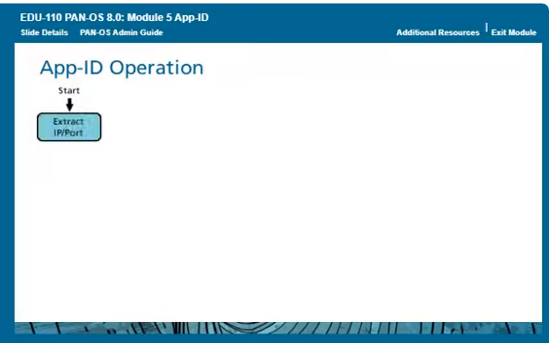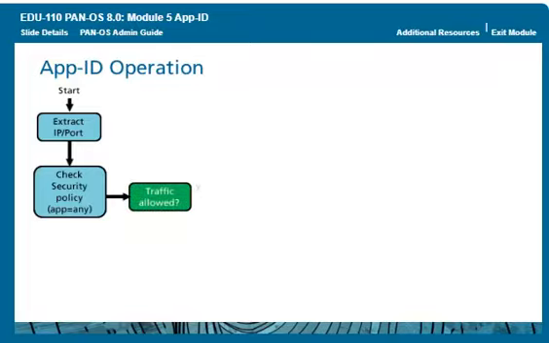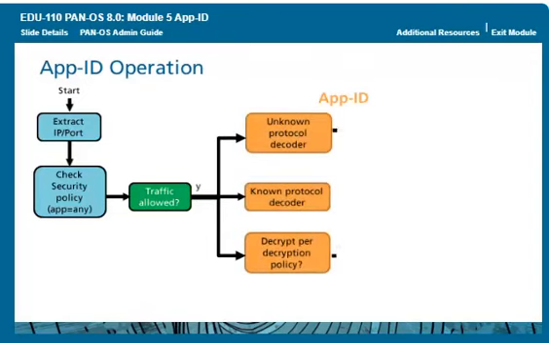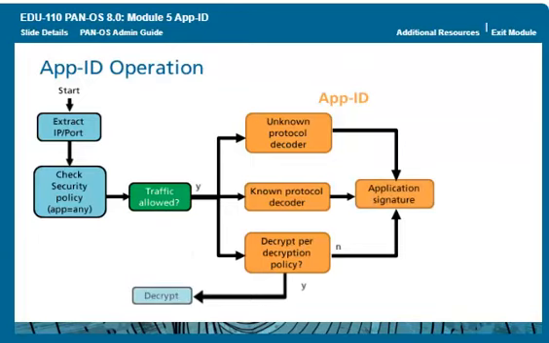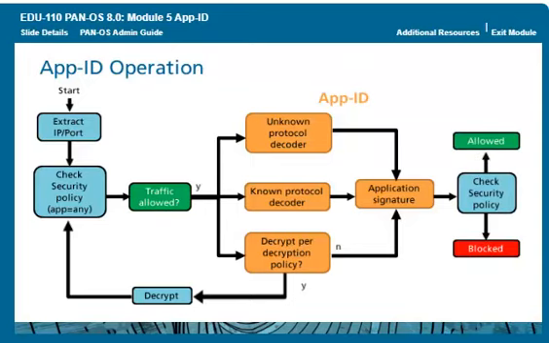Network traffic is first classified based on its IP address and port. The firewall consults the security policy to determine if it should allow or block the traffic based on IP address and port. During this initial security policy check, the application is set to any. If the traffic is allowed, then a session is created, and AppID then looks for an application signature. The firewall uses its known protocol and unknown protocol decoders to identify the application.